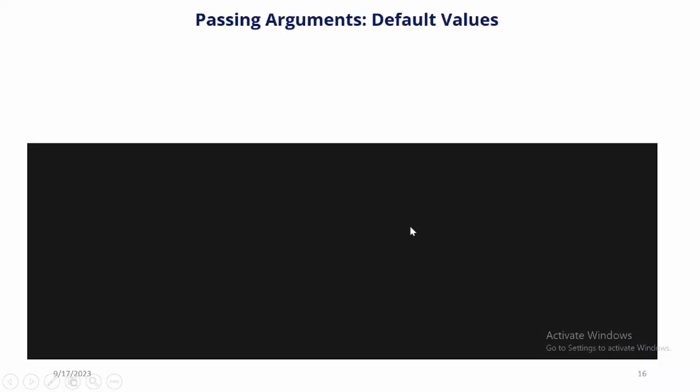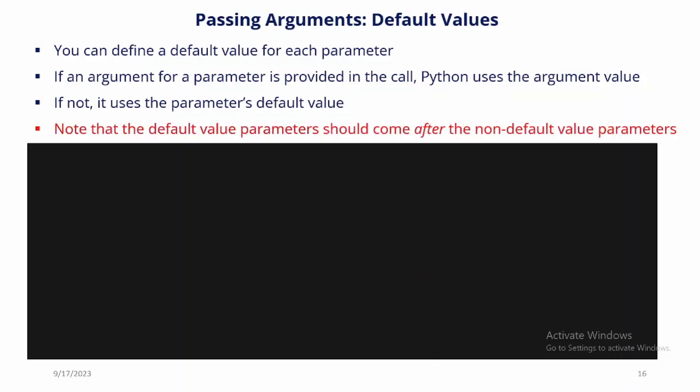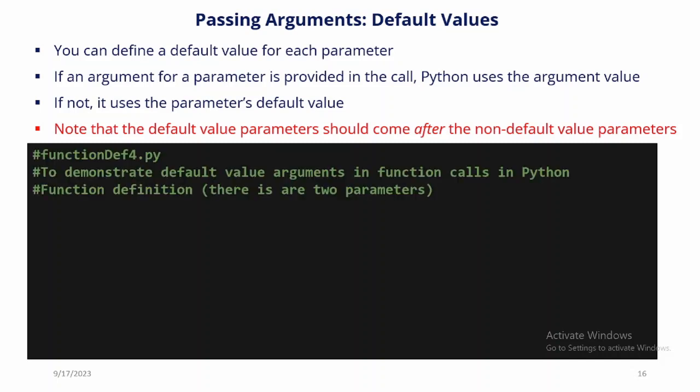So there is another way of passing argument in which you need to set a default value. It's important sometimes. You can define a default value for each parameter. If an argument for a parameter is provided in the call, Python will use the argument value provided and override the default value. However, if an argument is not provided in the call, Python will use the default value you provided. Take note that default value parameters must come last. They must come after all the non-default value parameters have been defined in the creation of the function.